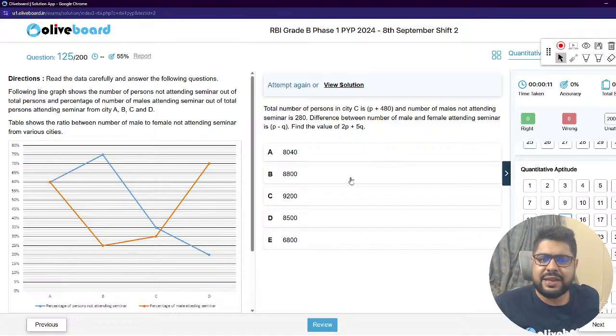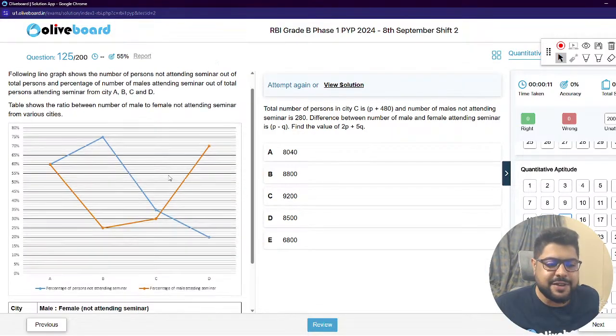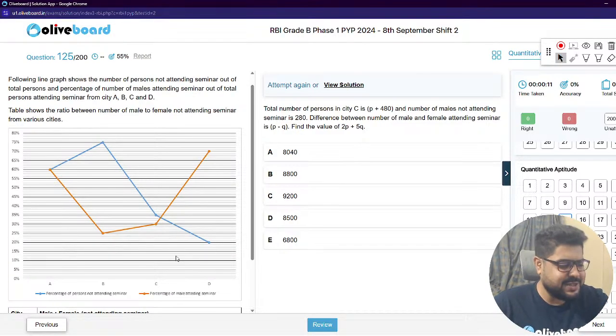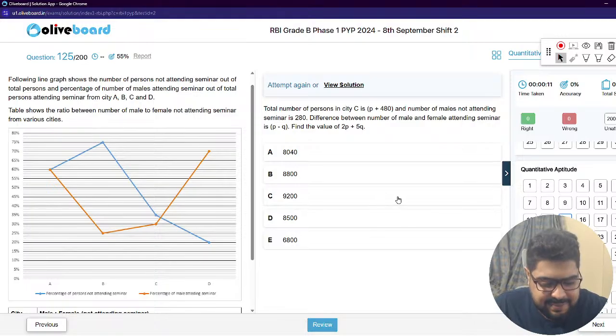Let's do one more. Why am I doing one more? Because the first question I solved did not have anything to do with the table. The next one has something to do with the table, so the difficulty level will increase a bit.